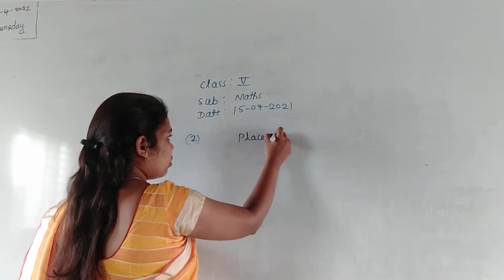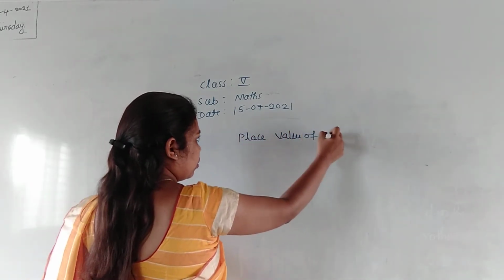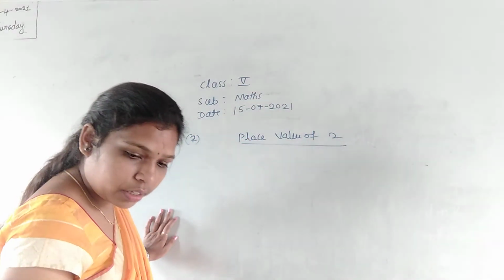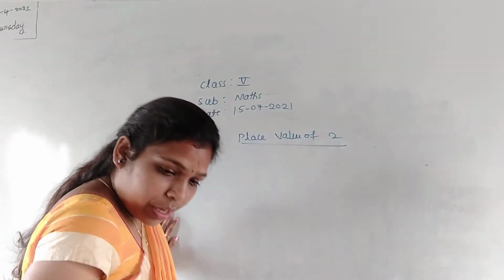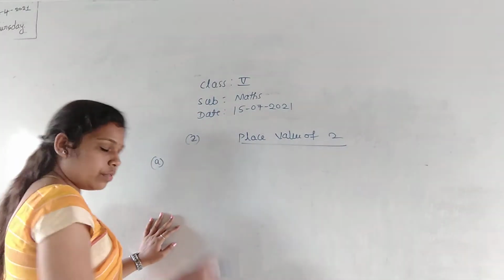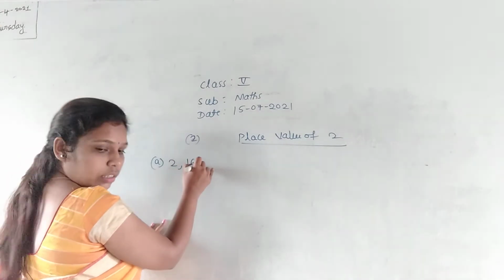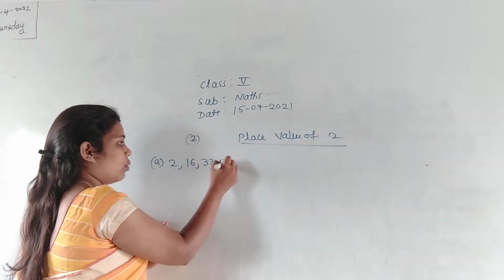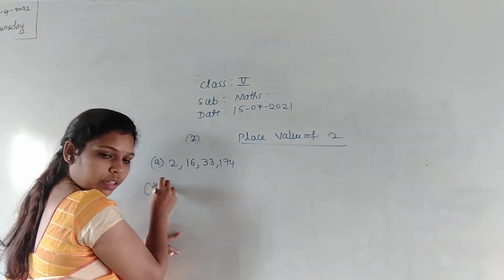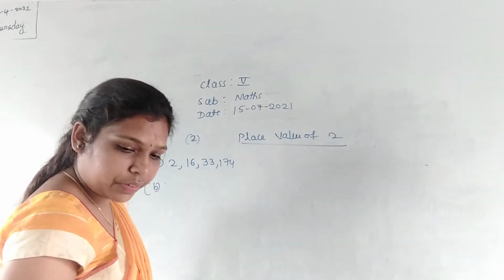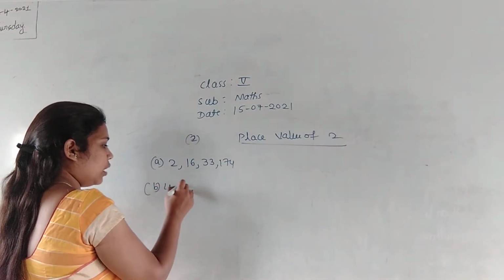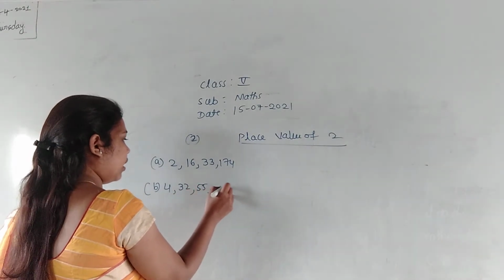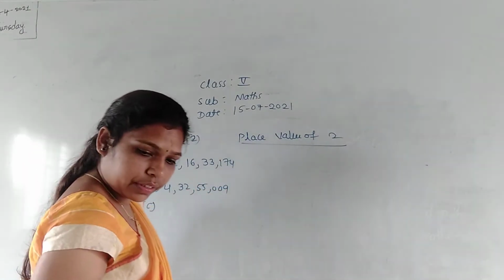Place value of 2. You have to write. So what is the first question here? 2 crore 16 lakh 33,174. And what is the second number? Write the questions first, everyone. Okay. So here 4 crore 32 lakh. Next will be the 55,009. Next C one. What is the C one here?